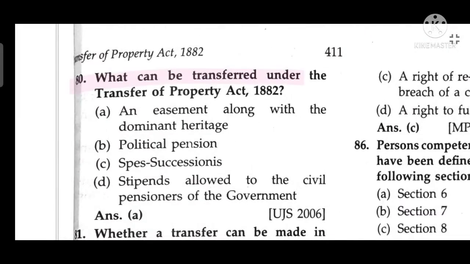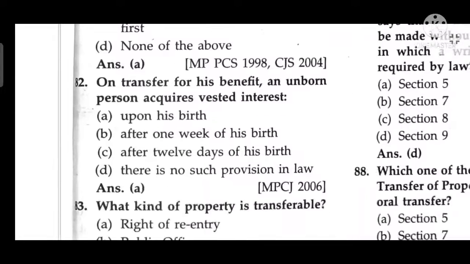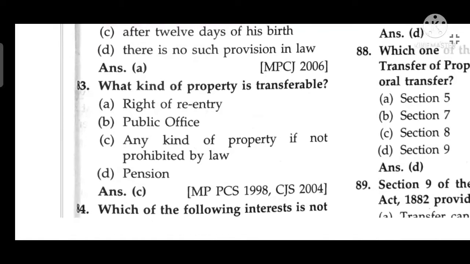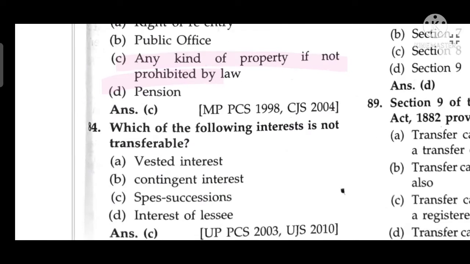What is transferable under the Transfer of Property Act? An easement along with the dominant heritage. Whether a transfer can be made in favor of an unborn person? Yes, by the machinery of trust. On a transfer for his benefit, an unborn person acquires a vested interest upon his birth. What kind of property is transferable? Any kind of property, if not prohibited by law.